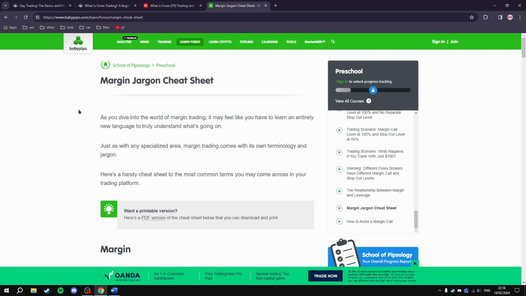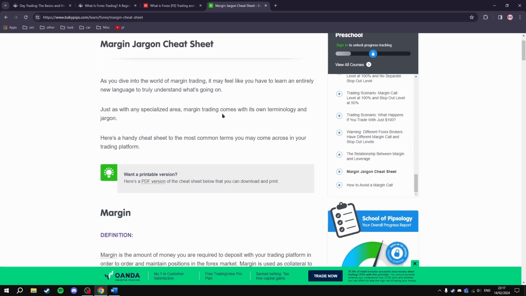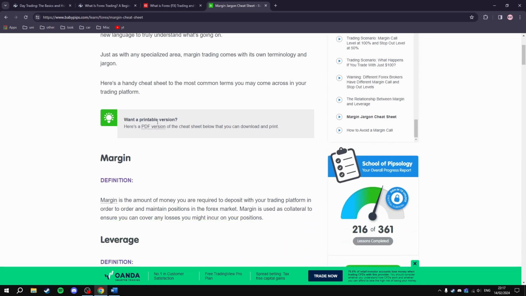As you dive into the world of margin trading, it may feel like you have to learn an entirely new language to truly understand what's going on. Just as with any specialized area, margin trading comes with its own terminology and jargon. Here's a handy cheat sheet to the most common terms you may come across in your trading platform. Want a printable version? Here's a PDF version of the cheat sheet below so that you can download and print.